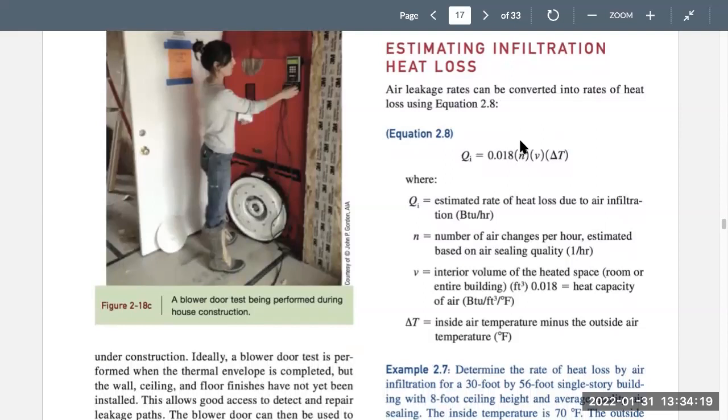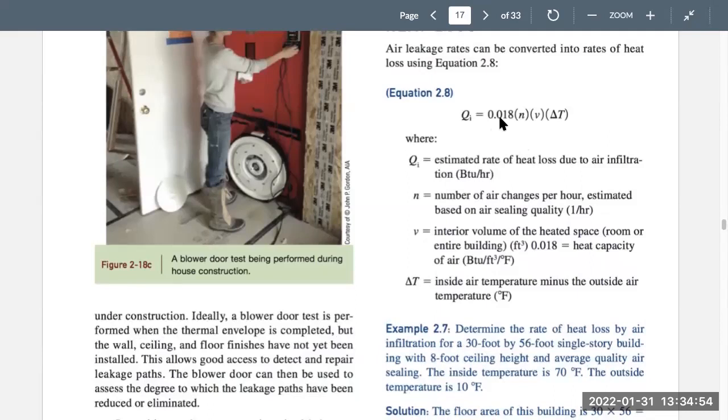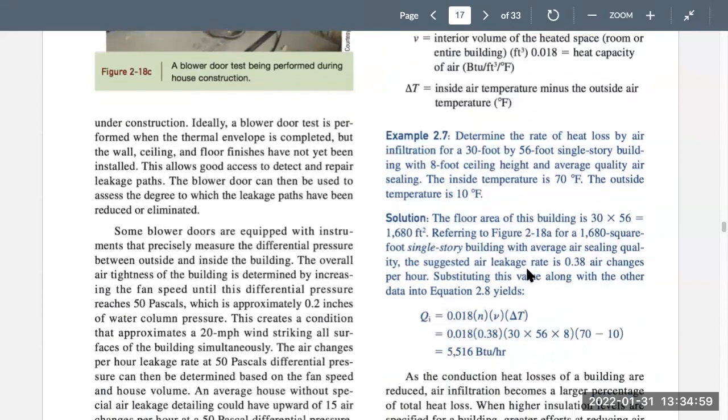So this is QI. QI is the estimate of heat loss due to air infiltration. N is the number of air changes per hour estimated based on the air seal quality. So that's going back to our charts where we were looking at whether it was tight, loose, or semi-tight, single story or two-story building. Then the volume of the building, the heated space. And then the differential between the outside air and inside air. So it's got a multiplier here at the front as well, 0.018. So let's see how you would do that.